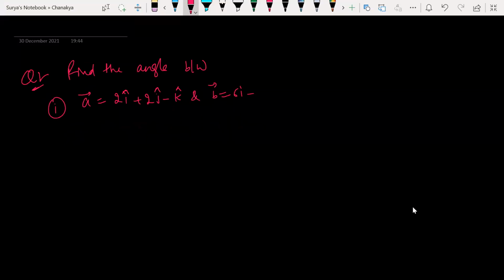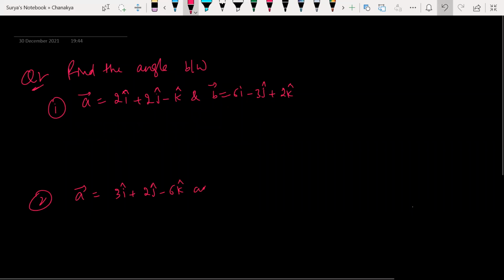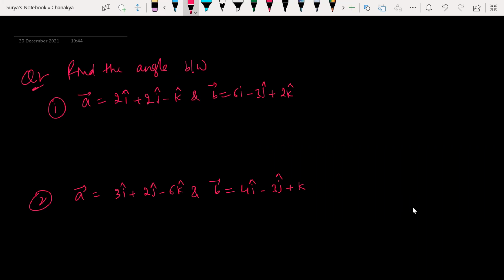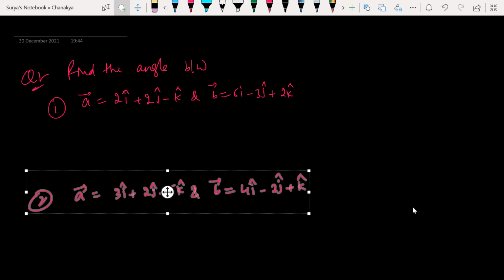6I minus 3J plus 2K. So the second question is vector A is equal to 3I plus 2J minus 6K and B vector is equal to 4I minus 3J plus K. All right. So what is the angle between these two vectors?